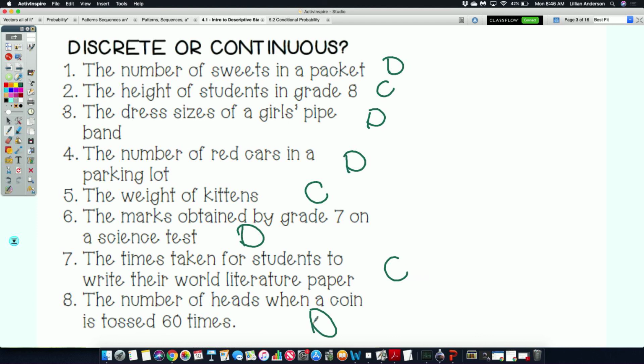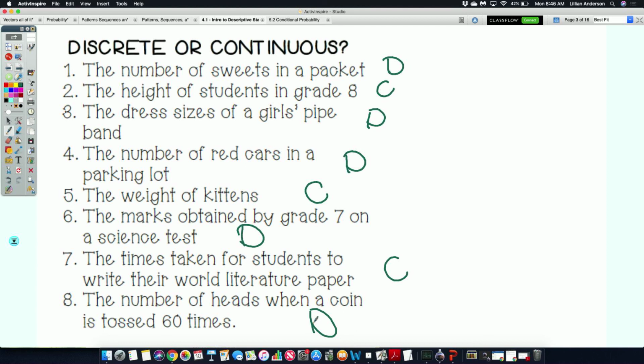Questions? Most of the time when it says "the number of," it's going to be discrete. Always, yes. Continuous data is something that you can't really eyeball. Something like height, you can't really eyeball that. You need a scale or something like that, like with weight.